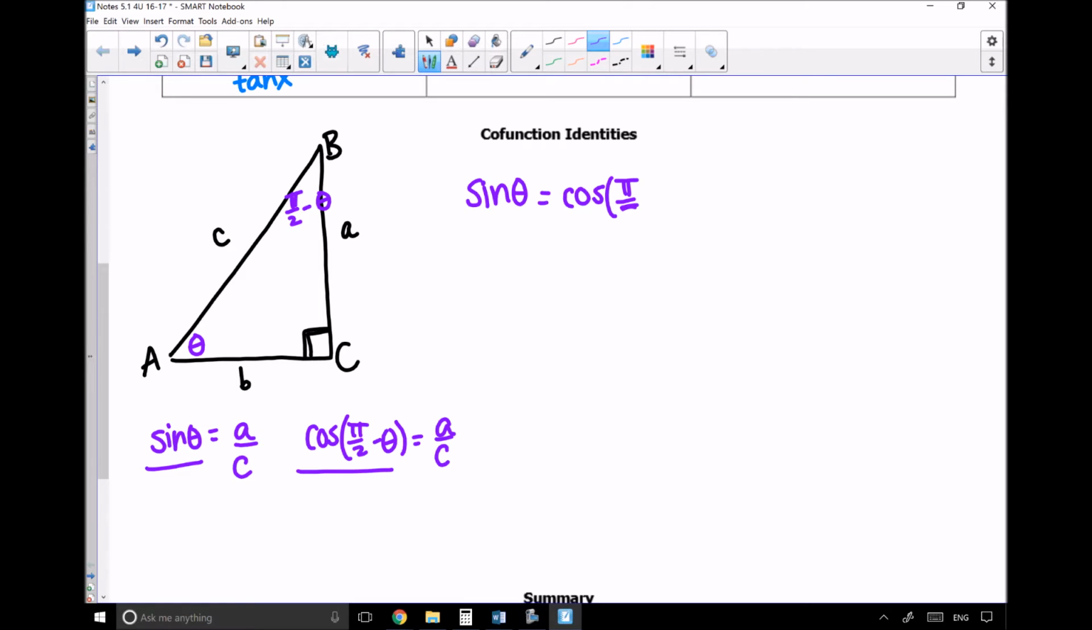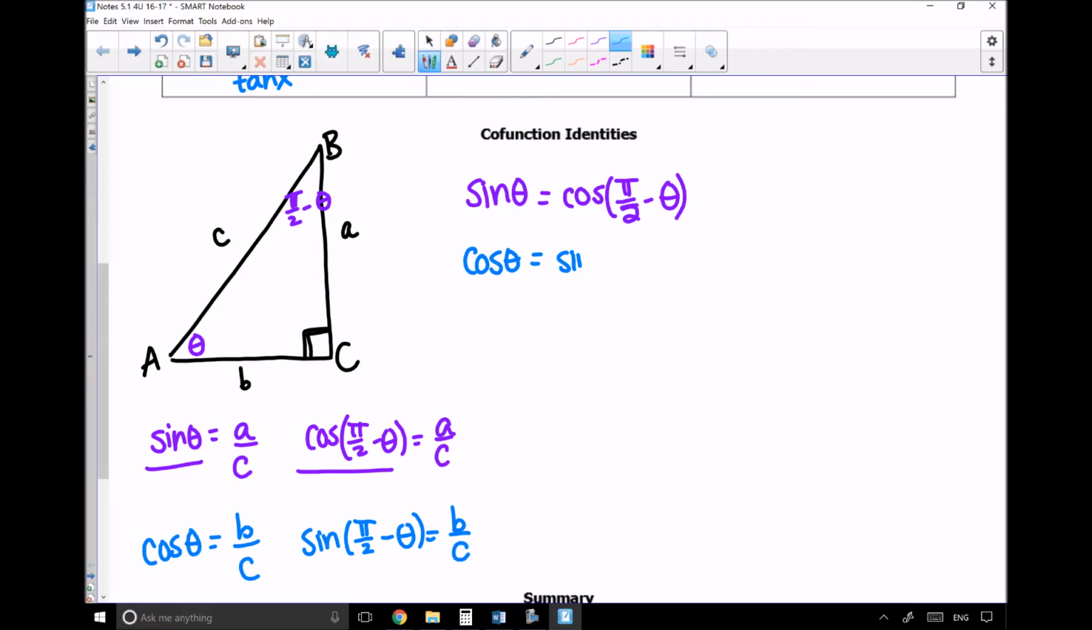That's a conclusion I can make all the time, okay? All right, so now let's try another one right here. If I were to take the cosine of theta, remember cosine of theta is adjacent over hypotenuse, so I would get B over C. If I were to look at this angle up here, what gives me B over C? It would be the sine. So this time the sine of pi over 2 minus theta is also going to give me B over C. So I can say cosine of theta is equal to sine of pi over 2 minus theta.